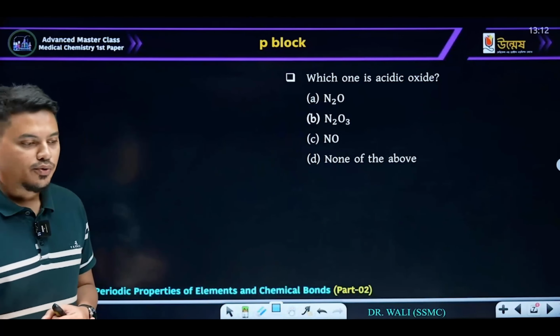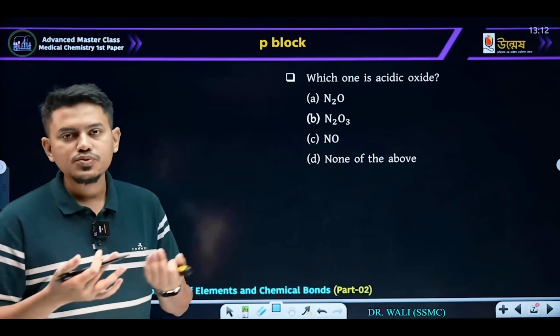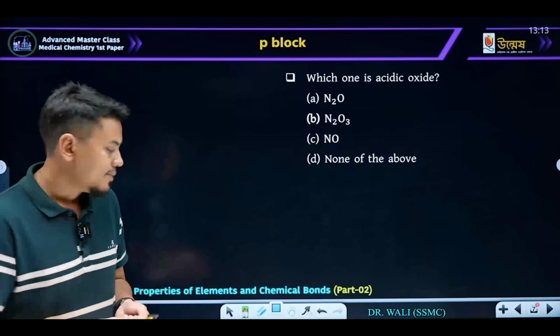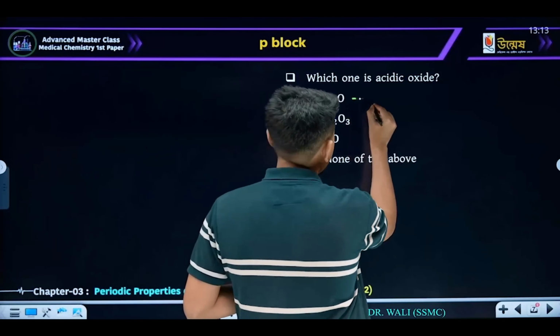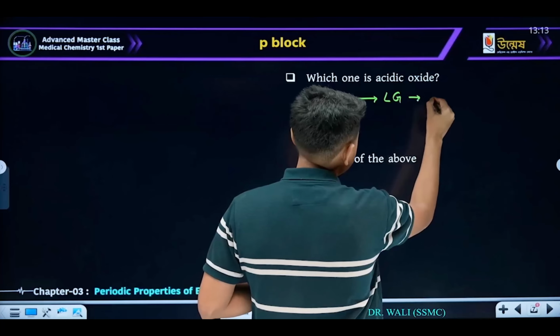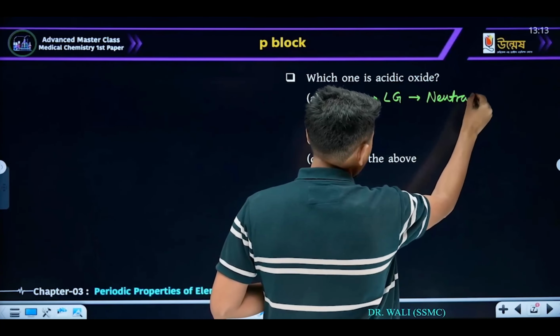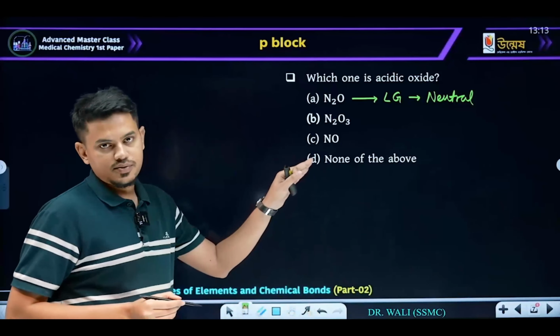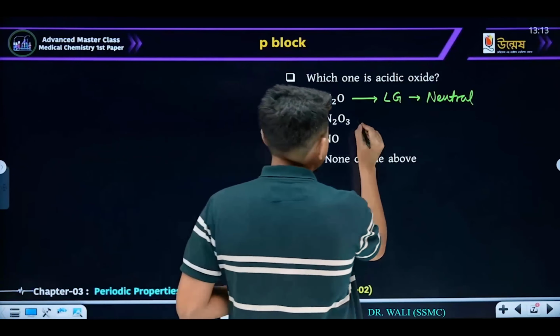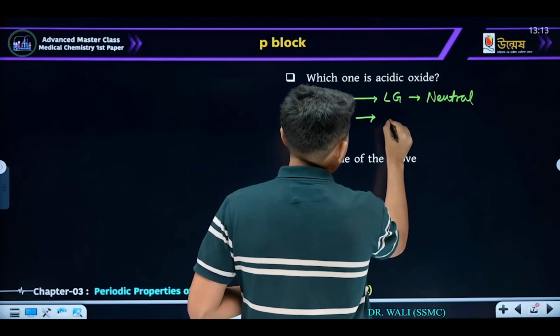Which one is an acidic oxide? We know nitrogen has 5 oxides, and some other information about those 5 oxides is very important for admission tests. Let me remind you, nitrous oxide is also known as laughing gas, and it is a neutral oxide. On the other hand, dinitrogen trioxide is an acidic oxide.